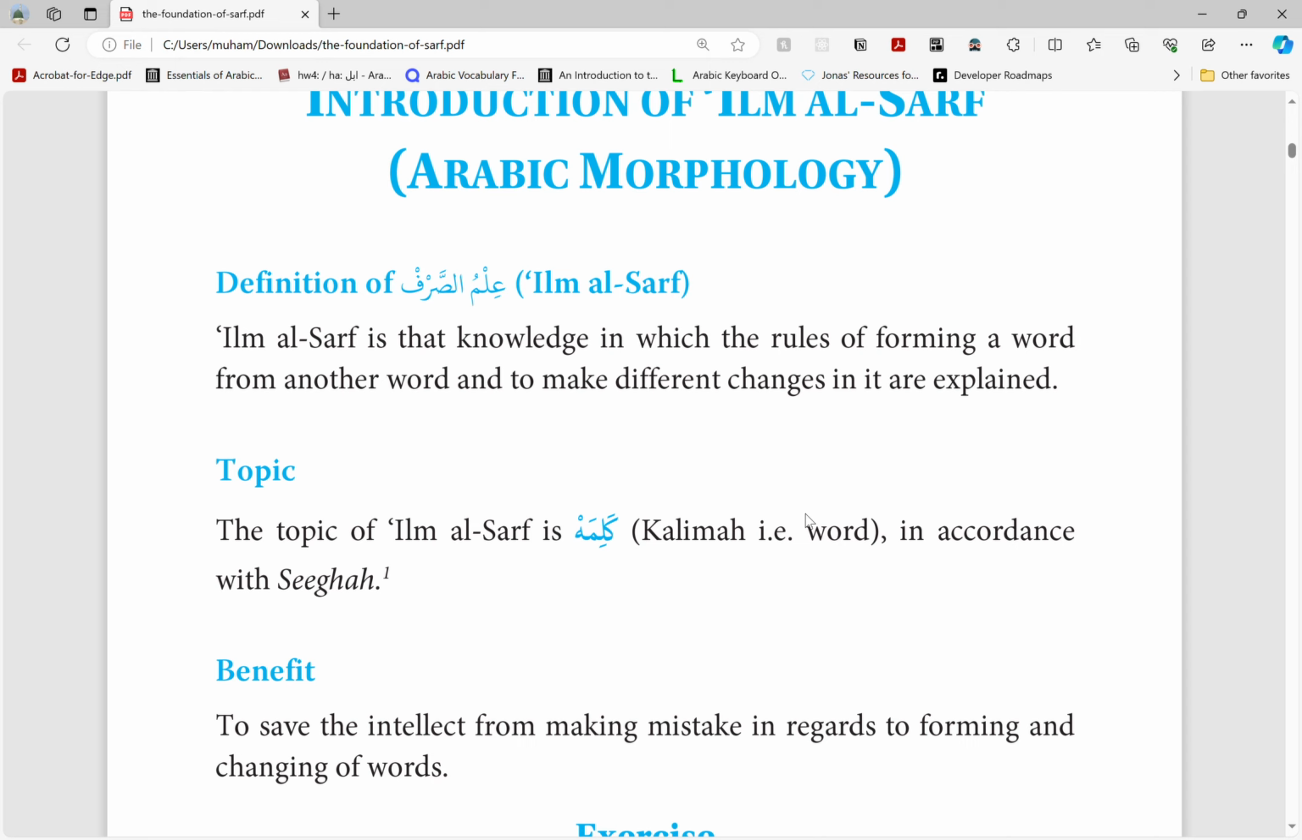So what they're trying to say is how you take one word and change it. For example, how would you take a past tense verb and make it into present? How would you take it then and make it into a future tense? How would you make it a command verb? Or how would you make a question out of it, etc.